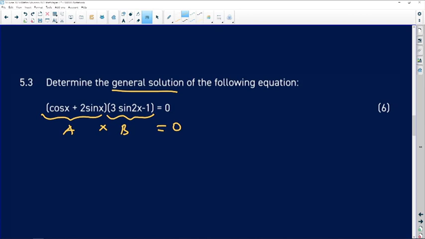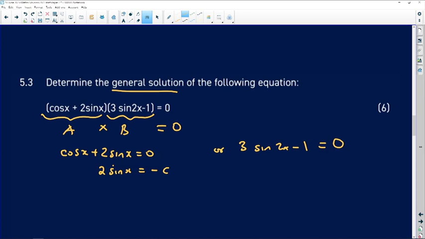Okay, so what I'm going to say here is, I'm expecting cos x + 2 sin x to be equal to 0, or at least 3 sin 2x - 1 to be 0, because the product of these two things happens to be 0. So one of them must be equal to 0. So cos x + 2 sin x is 0, or 3 sin 2x - 1 will have to be 0. On the one on the left-hand side, I'm sitting with 2 sin x equals a negative cos x.